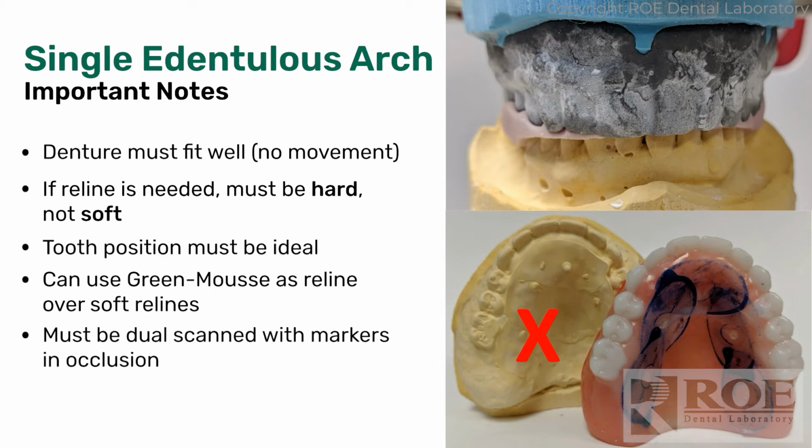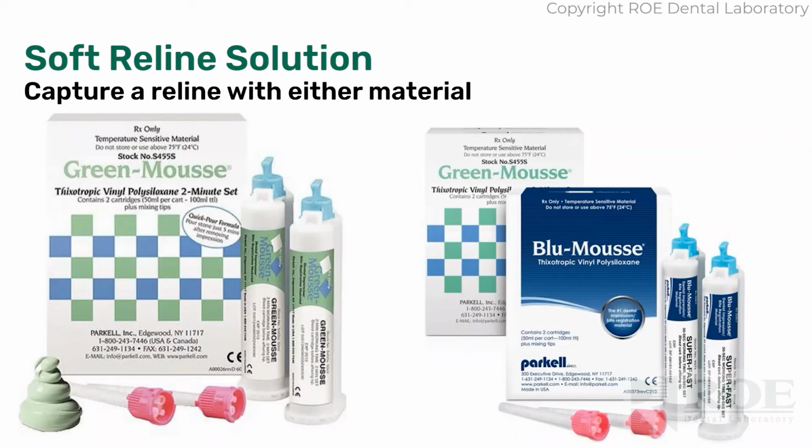The denture arch. Please make sure the denture fits well. It doesn't rock, there's no movement. If it does move or if it needs to be relined, you can either do a hard reline, not soft, or you can reline it with blue or green mousse. These are radio-opaque materials and they show up in the CT scan.